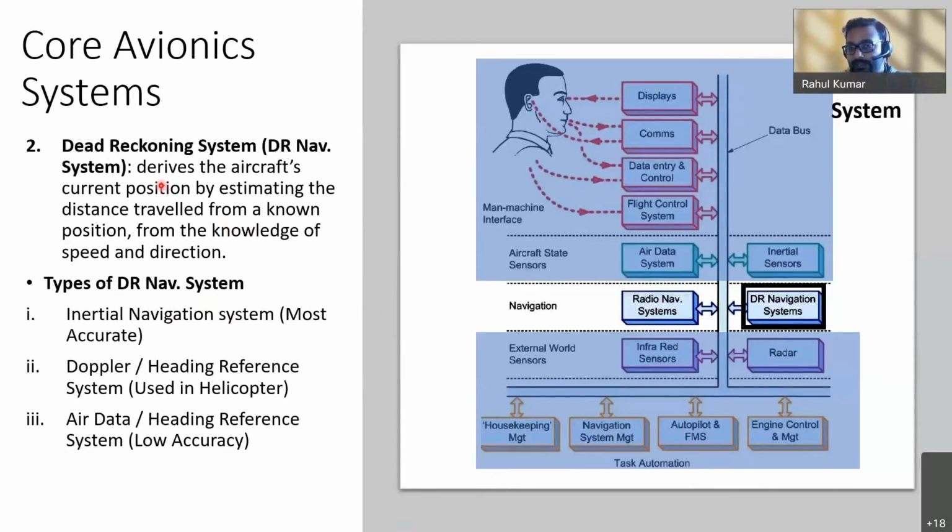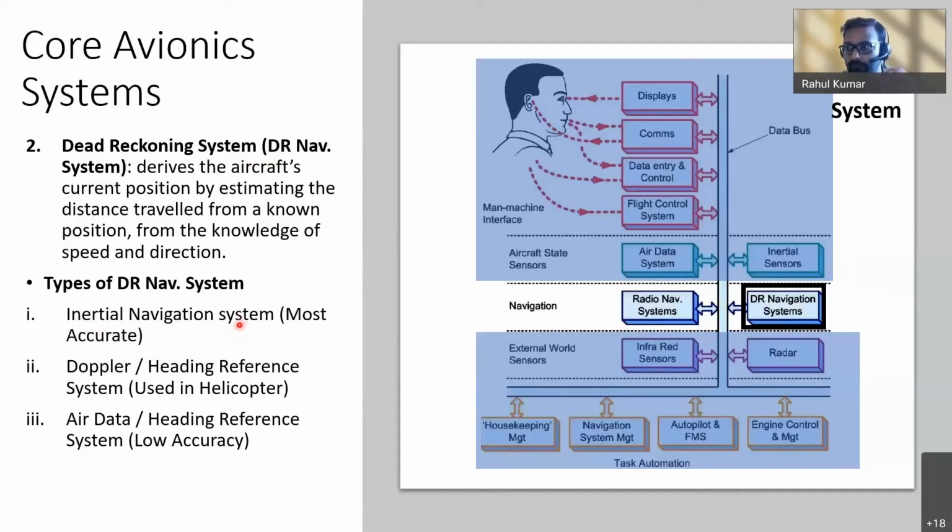The next type of avionics system is your dead reckoning system, or in short we call it DR navigation system, right? So this is the second type of navigation where you will continue to move in a particular direction and you can estimate your location, right? One of the navigation systems which we have just now discussed is your inertial navigation system.